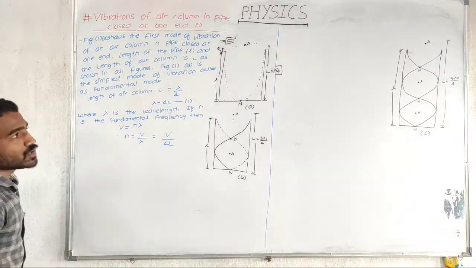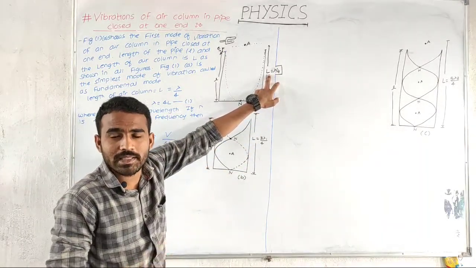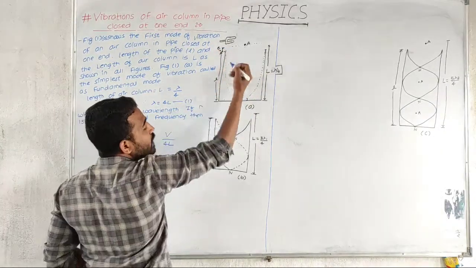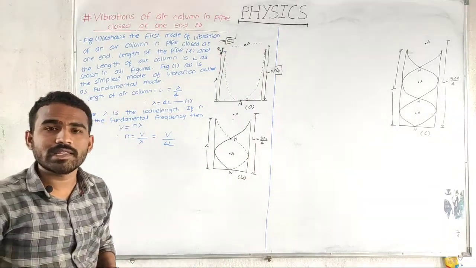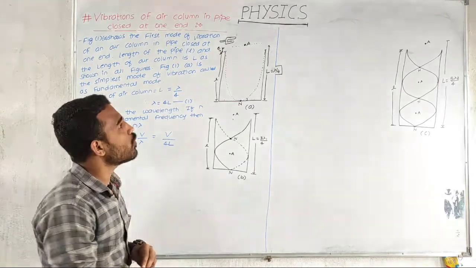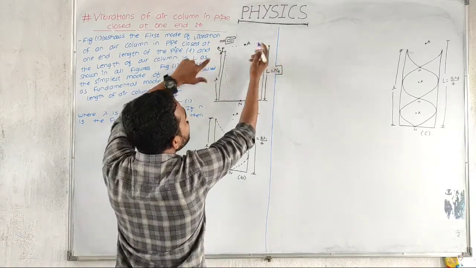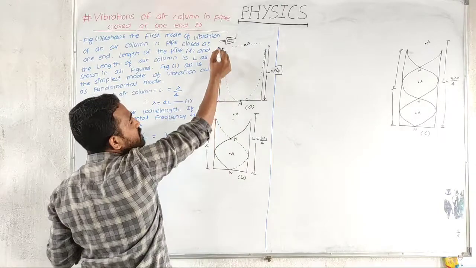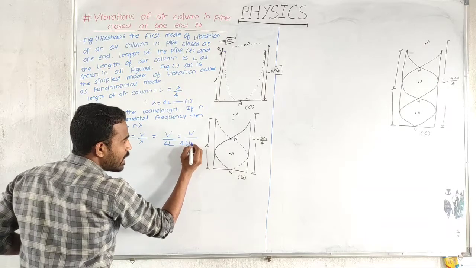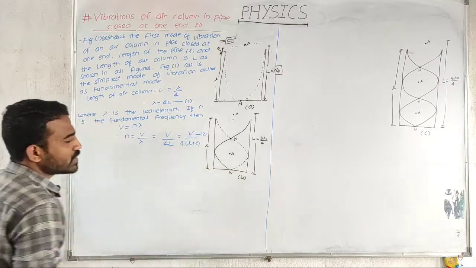From the diagram you can see capital L is the length of the air column, but small l is the length of the pipe. Here is the end correction, because antinodes are not exactly formed at the open end, but slightly beyond the open end. So capital L is equal to small l plus e. So the frequency is n equal to V upon 4 in bracket small l plus e. Let us consider this is equation number 1.